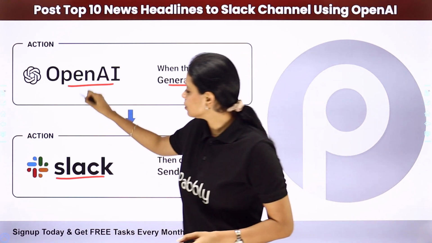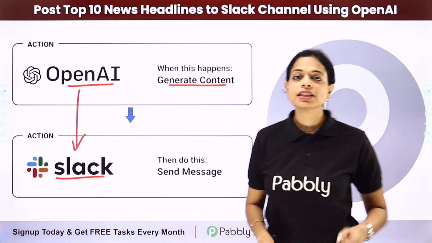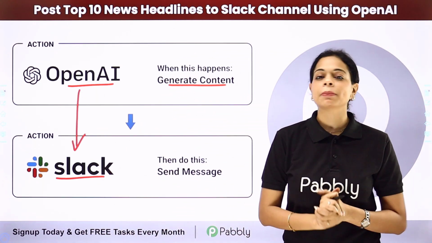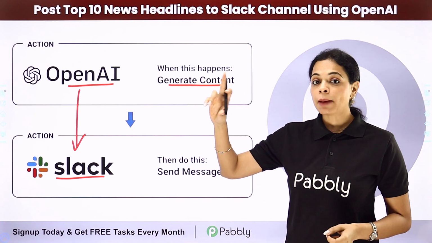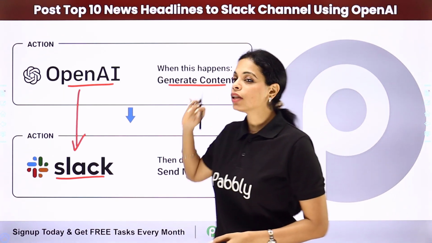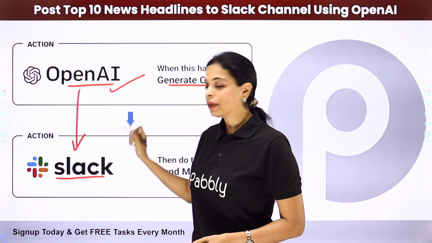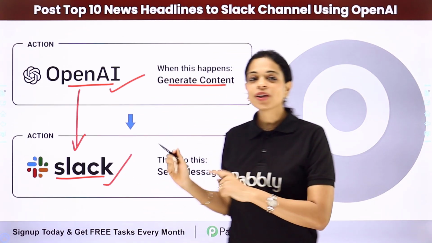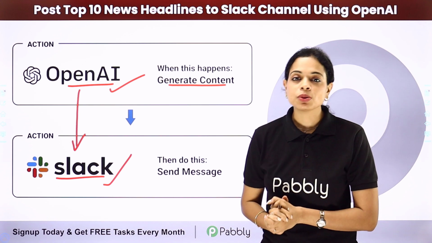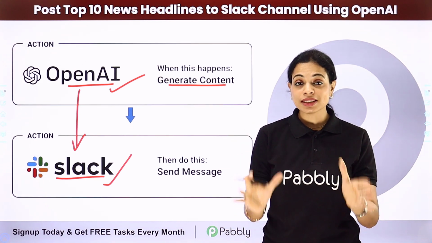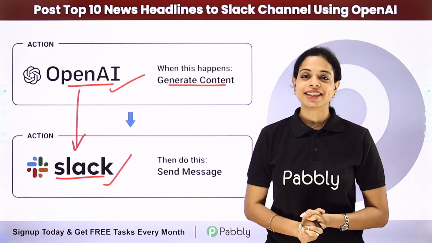For this, you will have to set up some integration between the two applications, and the same thing can be done using Pabbly Connect software. Here your trigger application would be schedule, and then your action applications would be OpenAI and Slack. Now, how can you integrate and automate this entire process yourself? To understand that, let me take you to my screen.